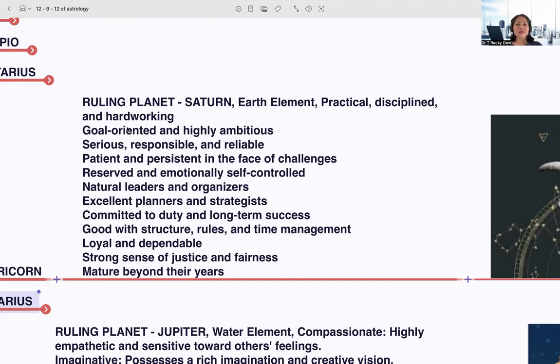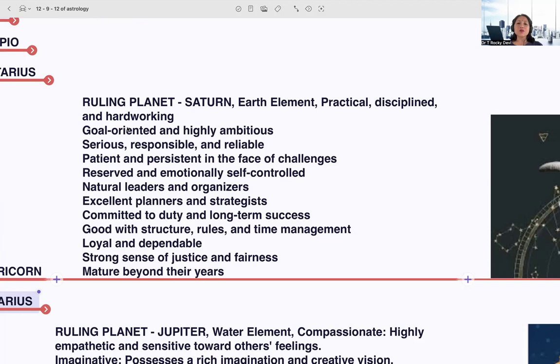And they are serious. They are able to take their responsibility. They are responsible and reliable too. They are patient and persistent in times of challenges when they face. They are reserved and emotionally self controlled. They are natural leaders and organizers. Excellent planners they are, as well as good strategists.